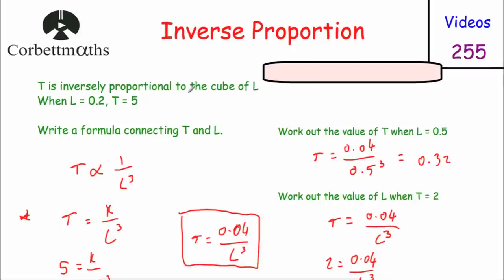So whenever you're doing inverse proportion questions, you want to make sure that whenever you put the proportional symbol in, because it's inverse, it's going to be 1 over, and then whatever comes next in this statement. And then whenever you get rid of the proportion symbol and put in the equal sign, you put the k in on the numerator, and then you can just solve the questions quite nicely.